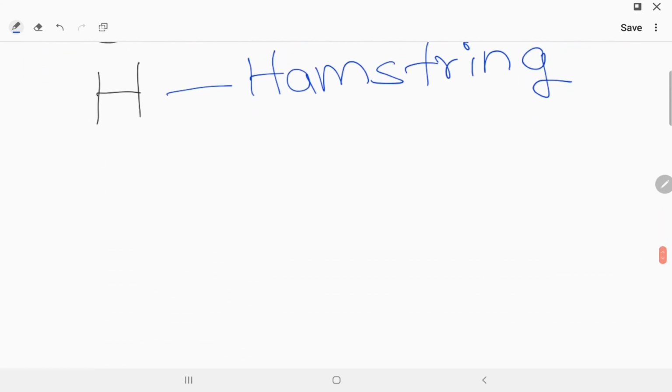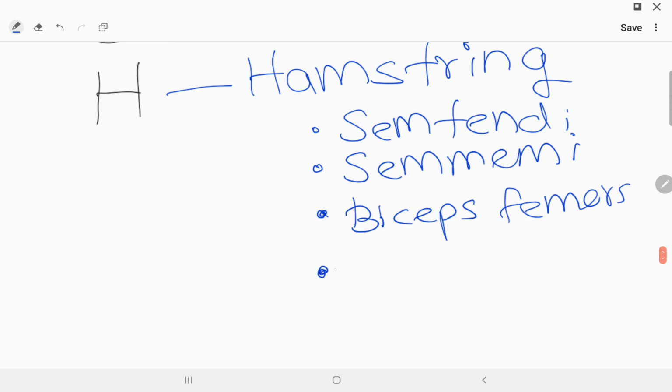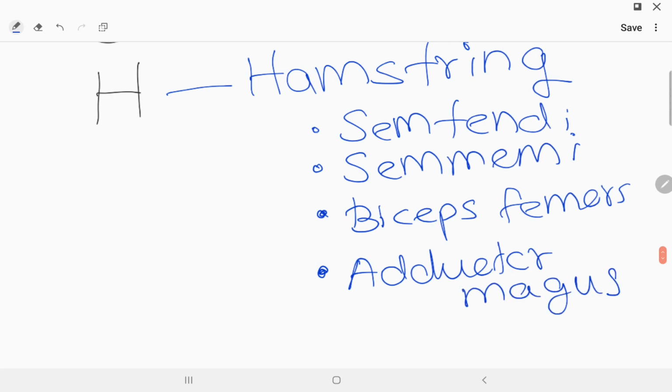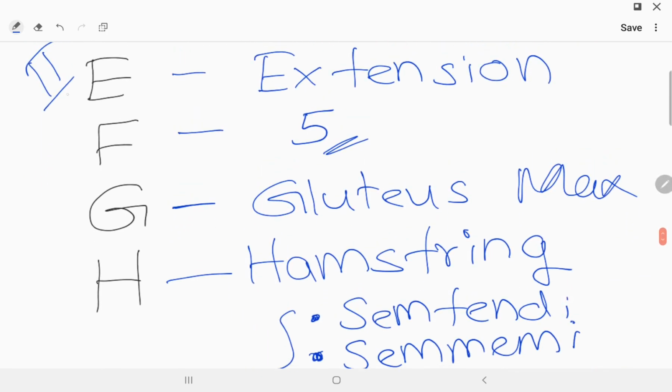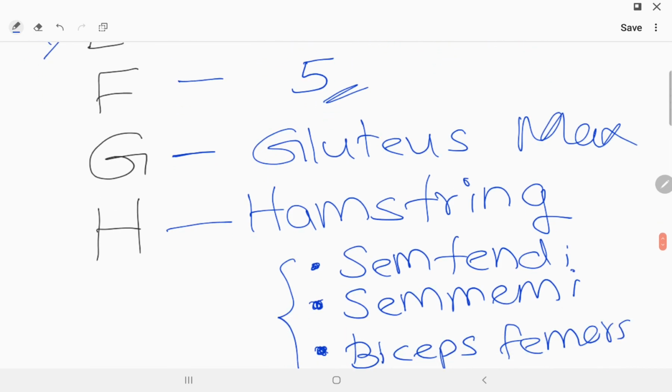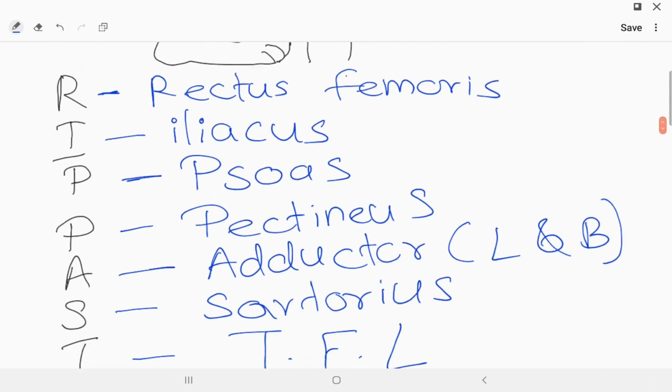So what are the hamstring muscles? We know semitendinosus and semimembranosus, and what? Yes, biceps femoris, and also adductor magnus has a hamstring part. So these are the four muscles which have hamstring parts. These are called hamstring muscles, and this has a hamstring part with it. Okay, so there are two parts of adductor magnus. So this is our second mnemonic. Extension is done by five muscles, gluteus maximus and hamstring parts. Okay, so that's all about the mnemonics of flexion and extension of the hip joint.